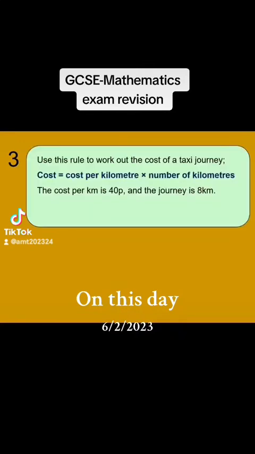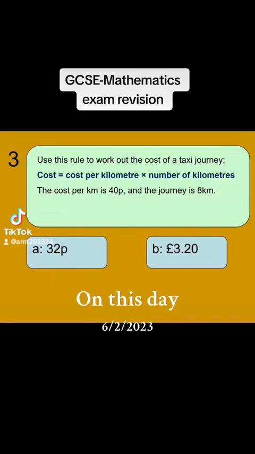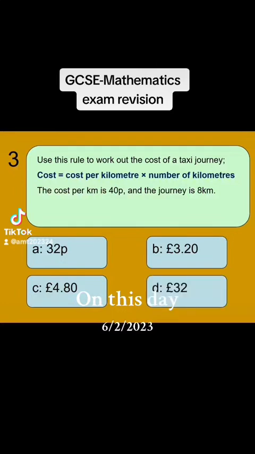Question number 3, use this rule to work out the cost of a taxi journey. The cost is equal to the cost per kilometer times the number of kilometers here. So read it carefully. The cost per kilometer here is 40p and the journey is 8 kilometers. So is it A, 32 pence, B, £3.20, C, £4.80, or D, £32?